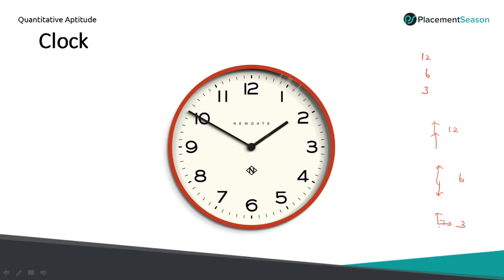So most of the problems are based on this concept. So 12 o'clock, 6 o'clock and 3 o'clock. The angle between hour hand and minute hand at 12 o'clock is 0 degree. The angle between hour hand and minute hand at 6 o'clock is 180 degree and this is 90 degree. So now tell me how many times the hands of the clock will coincide in 12 hours, and how many times it will be straight line and opposite in 12 hours, and right angle in 12 hours.